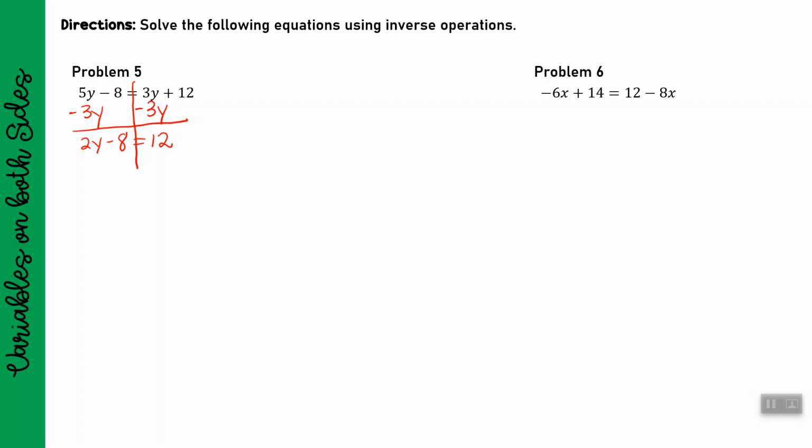Now I want to get rid of my constants or simplify my constants. So I'm going to add 8 to both sides. So I get that 2y equals 12 plus 8 gives me 20. Divide everything by 2. So I get y equals 10.